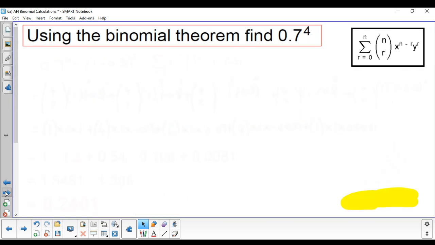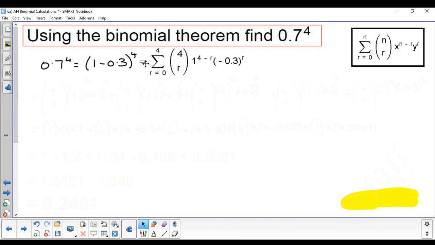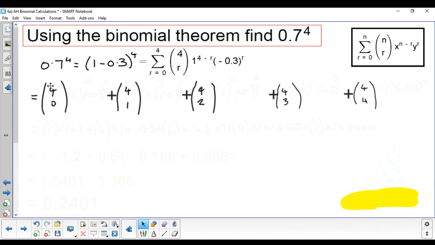Let's try it with a small number, 0.7. How would you express that? 1 take 0.3, I would hope you'd have in your head. If it's to the power of 4, it'll be 4r, won't it? And now let's go and do it all over again. So same idea, 4, 0, 4, 1, 4, 2, 4, 3, 4, 4.